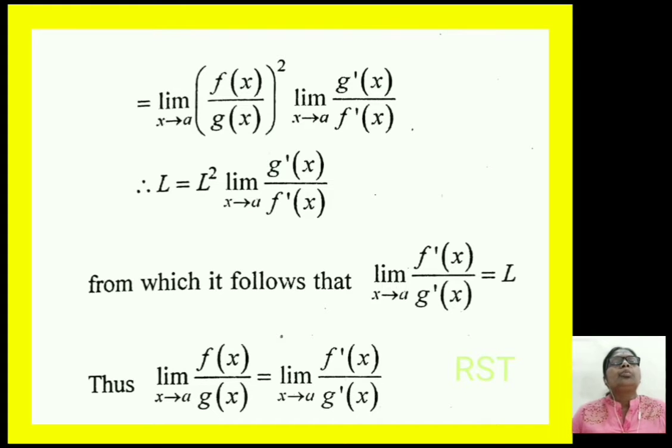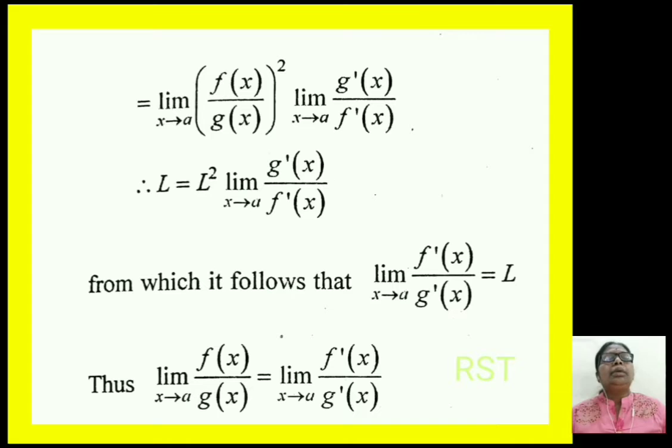But we have limit of f(x) upon g(x) equal to L. Hence, LHS is L and RHS is L square into limit x tends to a g dash x upon f dash x, from which after simplifying, L cancels, so that we get limit of f dash x upon g dash x as x tends to a equal to L. That means we have taken the step limit of g dash x upon f dash x in the LHS, so that finally we get limit of f dash x upon g dash x as x tends to a equal to L. Thus, limit of f(x) upon g(x) as x tends to a equal to limit of f dash x upon g dash x as x tends to a.